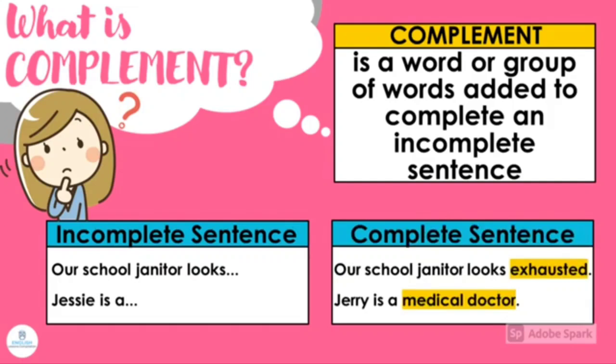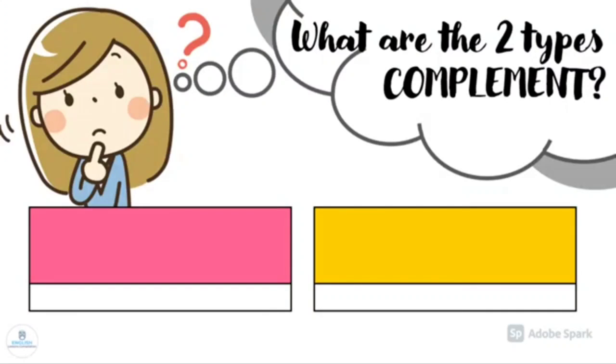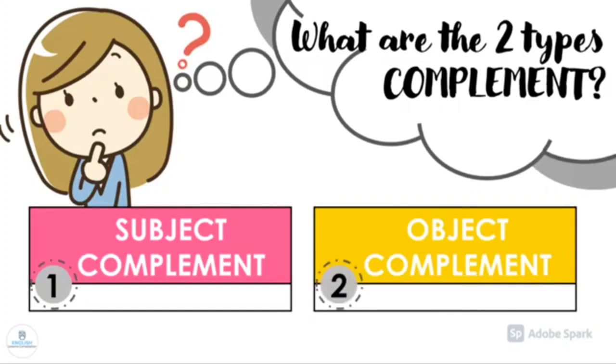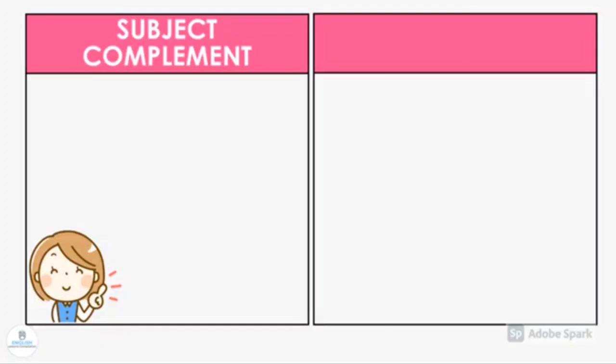See here the completed sentences. Our school janitor looks exhausted. Jerry is a medical doctor. Exhausted and medical doctor are the complements. Now let's see what are the two types of complement. The first type of complement is subject complement and the second one is object complement. See the definition for subject and object complement.